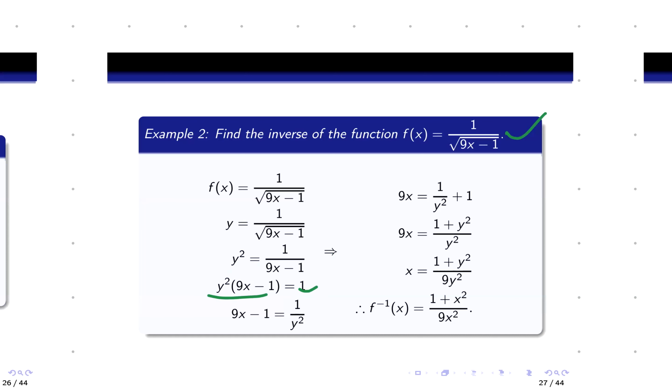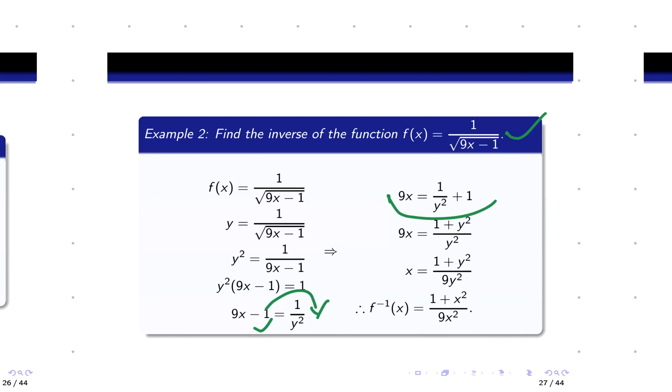So the next, don't forget, the goal is to make x the subject. So if you want to make x the subject, you better transfer y, and that's by division. Since y squared is multiplying this, you divide both sides by y squared. So you have 9x minus 1 equals 1 over y squared. Things are getting better. The next thing is minus 1 is disturbing this. So transfer the minus 1 to this side. That's why you have 9x equals 1 over y squared plus 1.